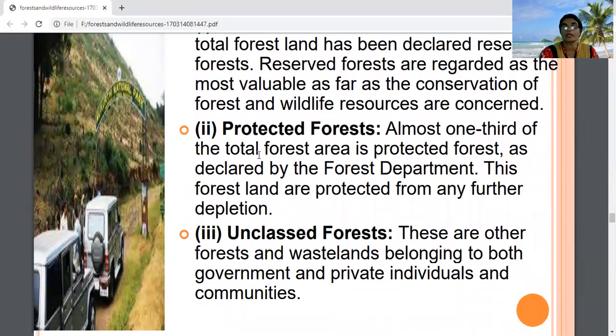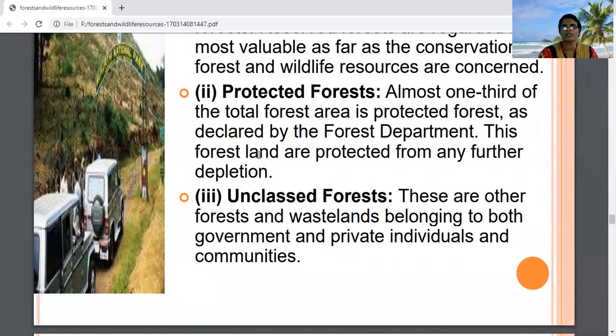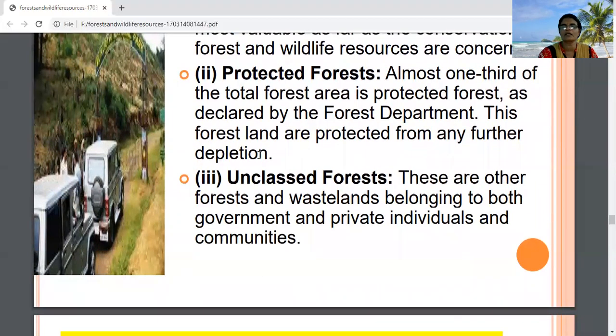Second category, protected forest. Almost one third of the total forest area is protected forest as declared by the forest department. This forest land is protected from any other depletion. It means these forests are under the observation of the government. So these forest lands are protected from further depletion.